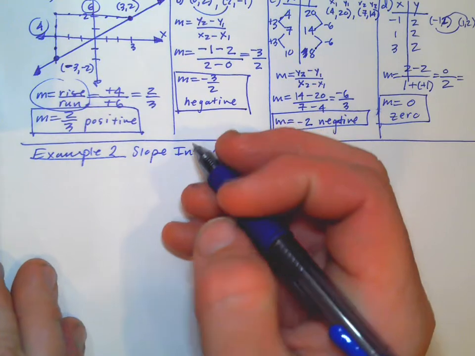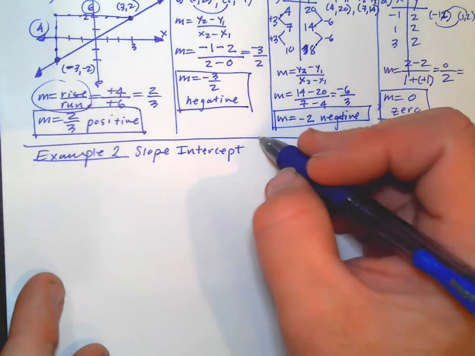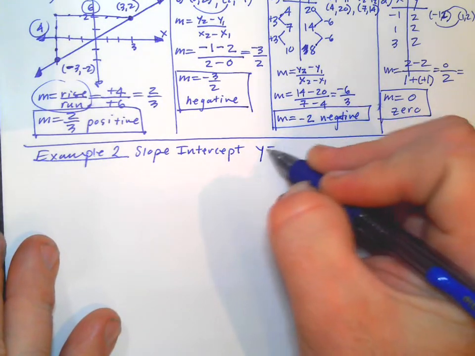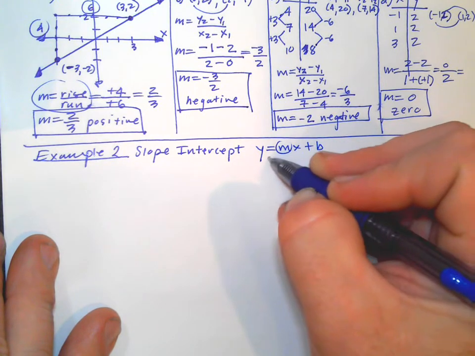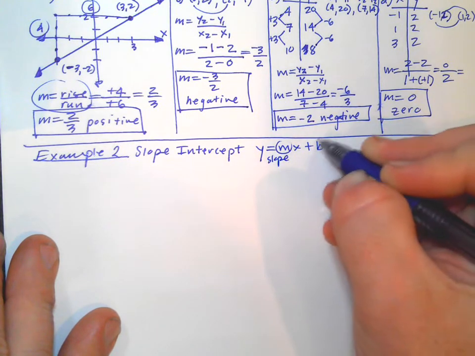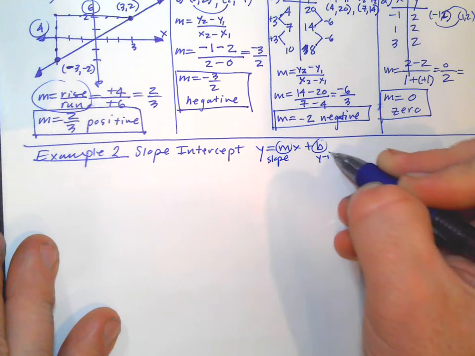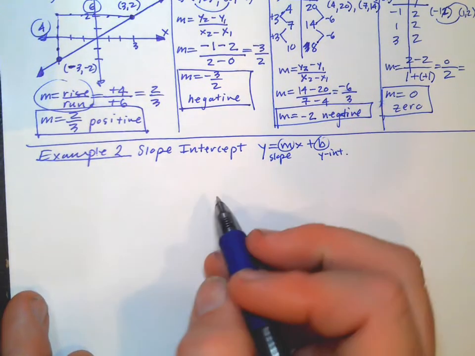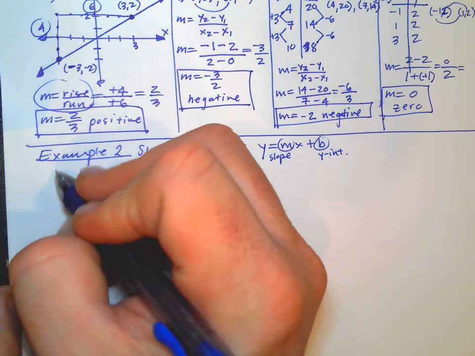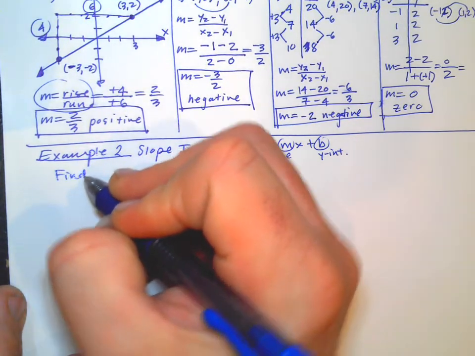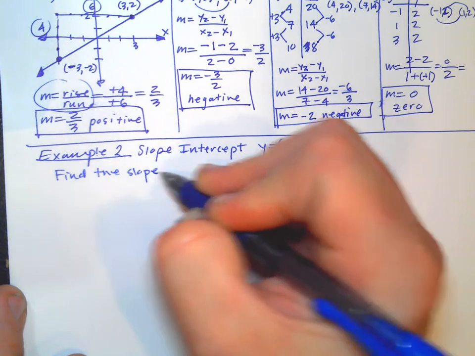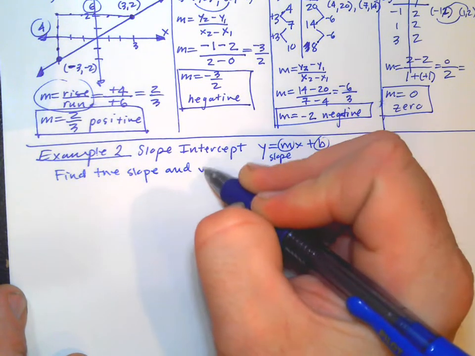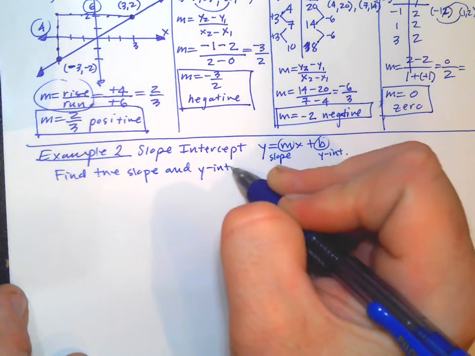But slope-intercept form is y equals mx plus b. And m is the slope, and b is the y-intercept. And they're going to be numbers. So an example could be find the slope and y-intercept.